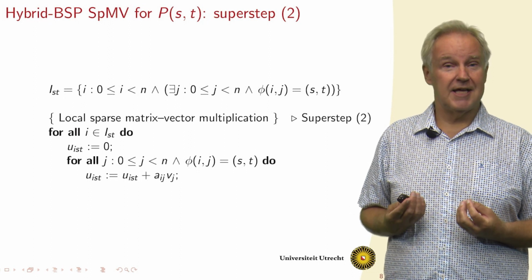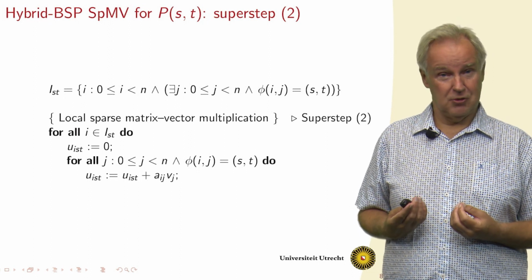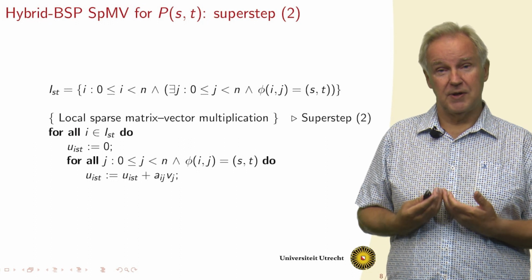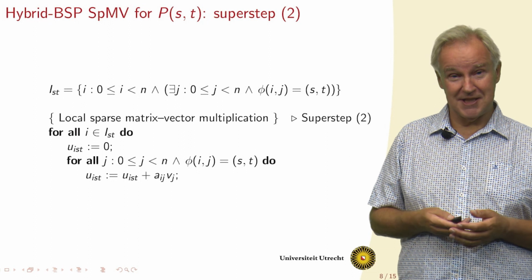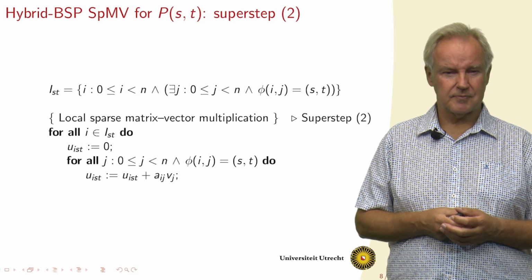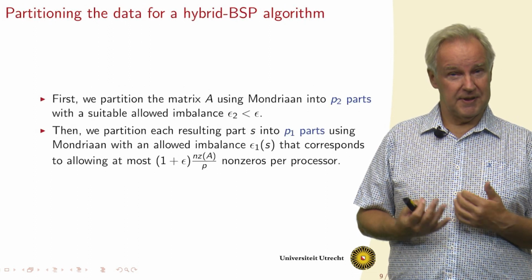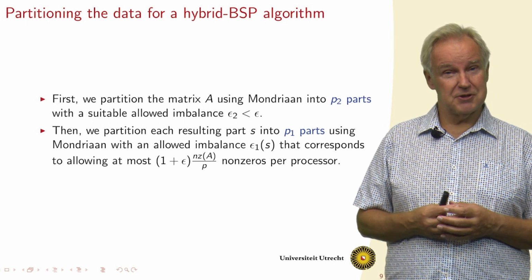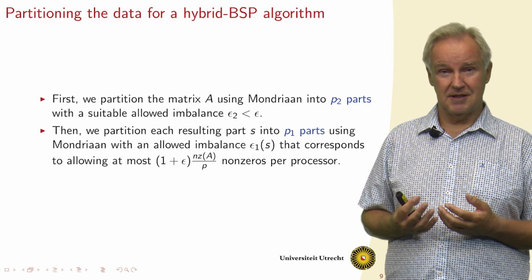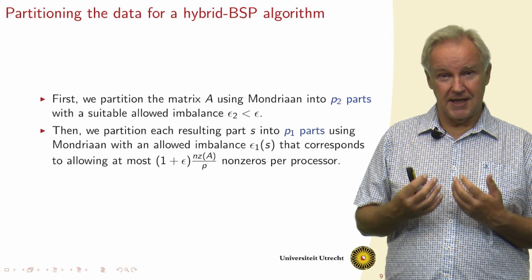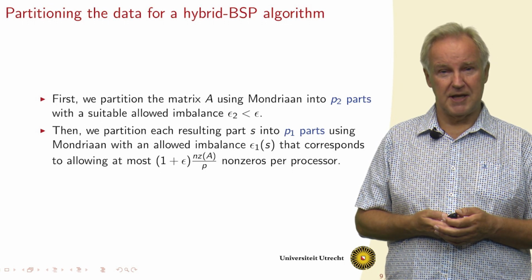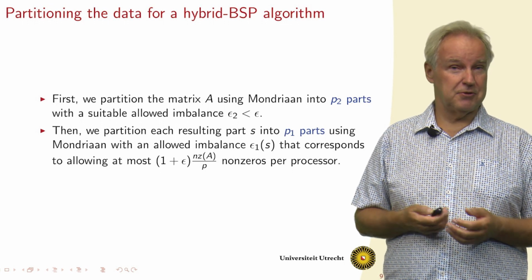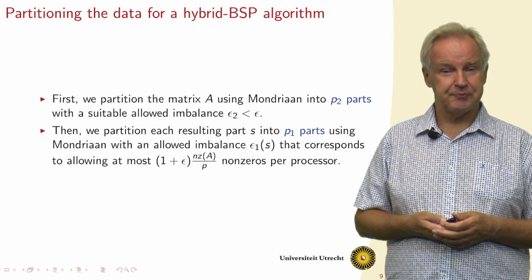And since I am processor s, core t, then we call this u of i s t. So we have a triple index. Now that we have our algorithm, we also want to partition the data to get as little communication as possible and still have a good load balance. We do that by using the Mondrian.